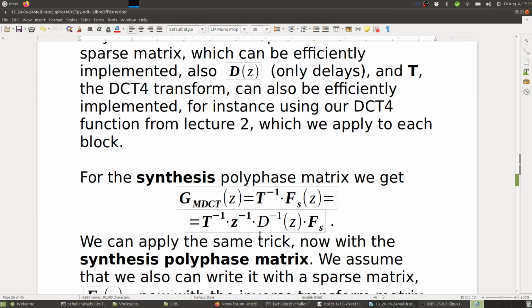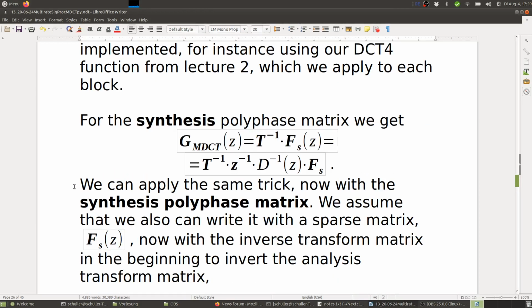And since D to the minus 1, the inverse of the delay matrix, now contains z to the plus 1, which would be non-causal, we also need to introduce this delay z to the minus 1, because z to the minus 1 times z to the plus 1 is 1. So then it makes it causal. No negative exponents, no positive exponents.